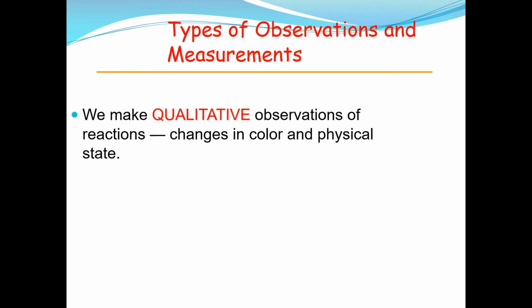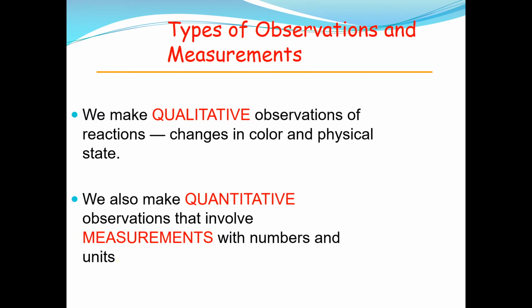So, we make qualitative observations of a reaction. Qualitative refers to the quality of something. Observations that describe quality, such as color or physical change. And we also make quantitative observations, like quantity, how much, that involve measurements with both numbers and units.